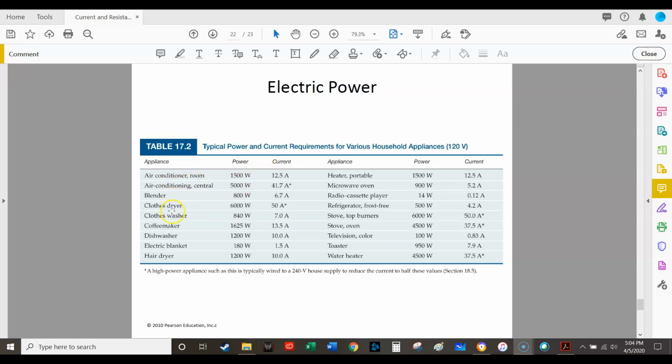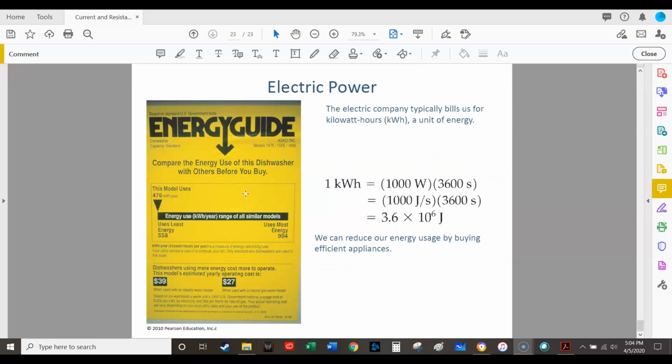So here, air conditioners consume a lot of wattage, right? So they need a lot of current and voltage.